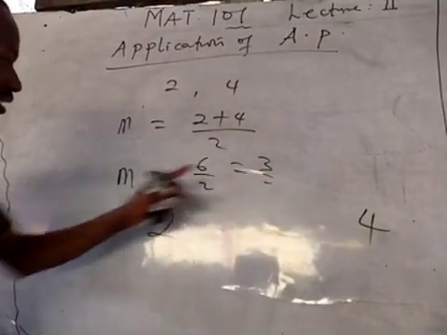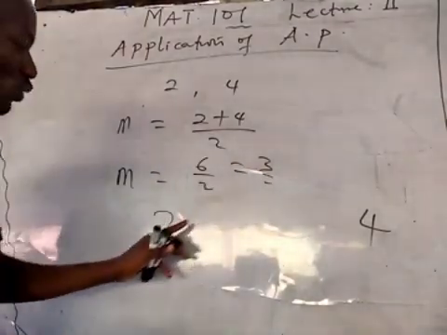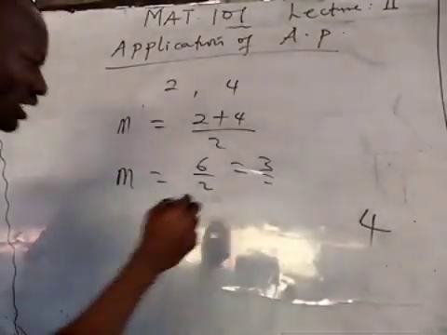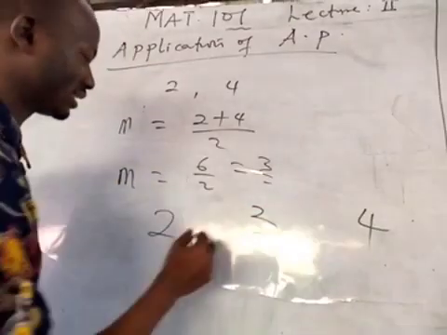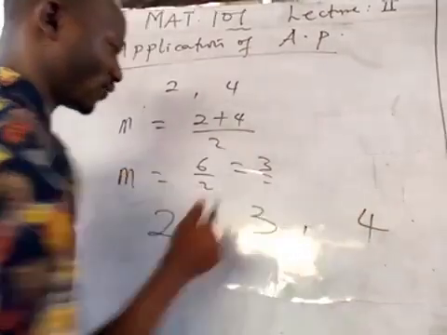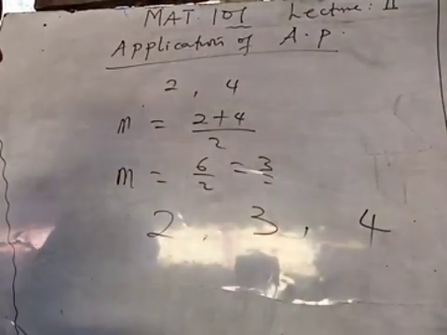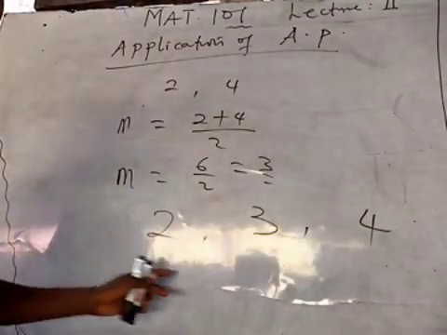If 3 is the mean of 2 and 4, when I insert this 3 in between 2 and 4, what happens? Watch. When I put this 3, which is the mean of these two numbers, in between 2 and 4, you now observe that I have formed a sequence of numbers.